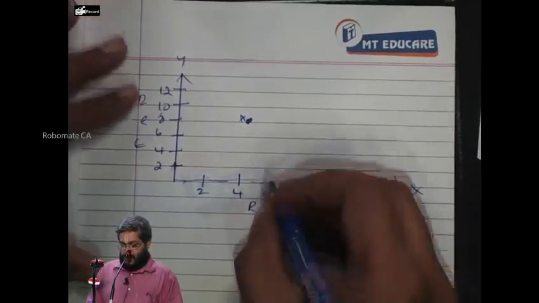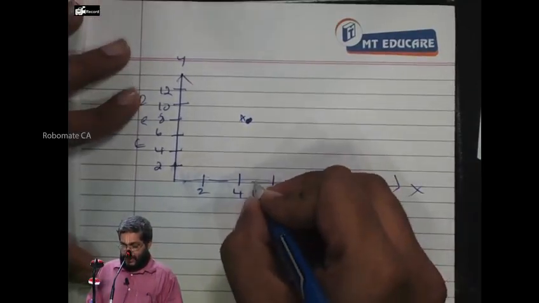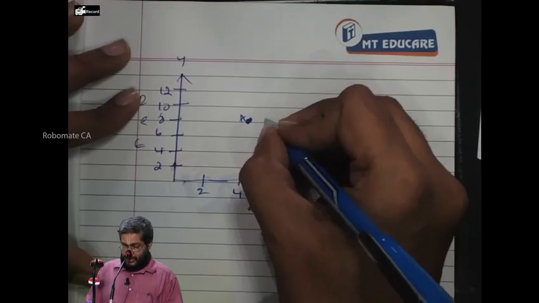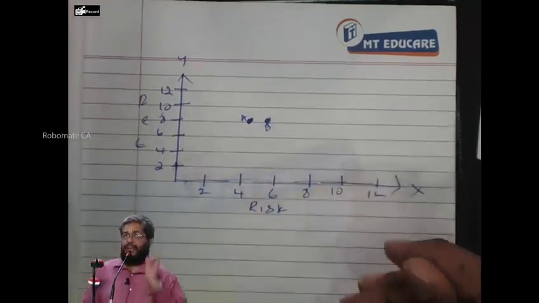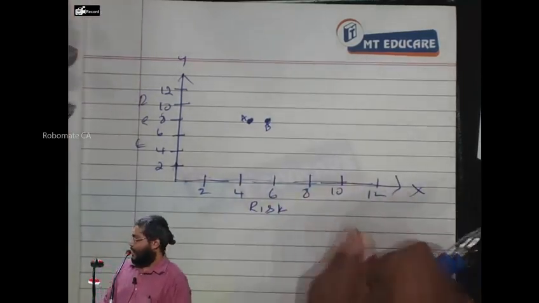Now, next. Security B, the return is 8. The risk is 5. 5 is somewhere here, so it is in between. The return is 8 and risk is 5. I call this security B. Am I right or not?